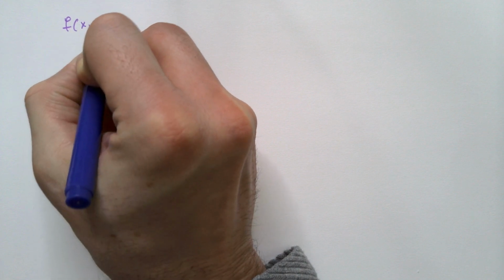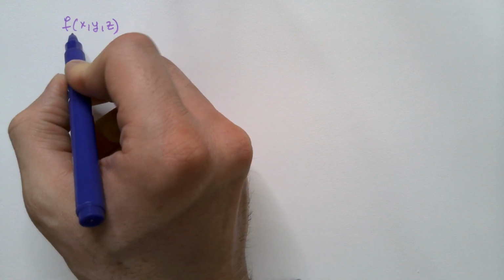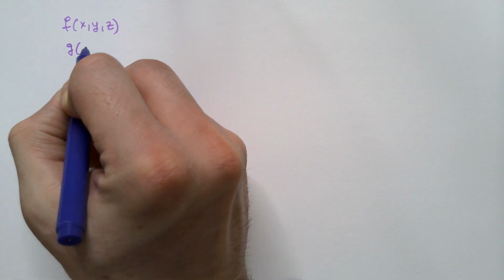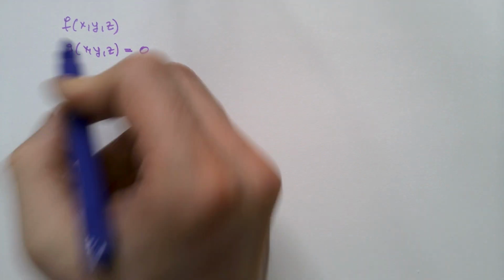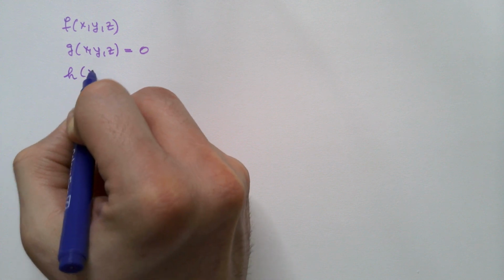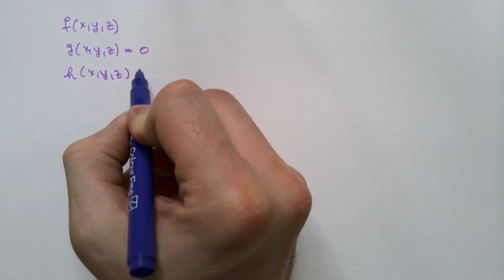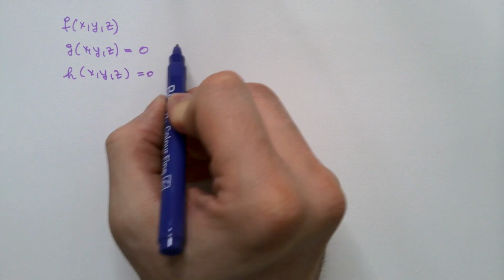Logical question at this point is, what happens if we have more than one constraint, if we have two or more constraints. So what happens if we have our objective function, let's say f of x, y, and z, let's say 3 variables, and we have first constraint g of x, y, and z equal 0, and the second constraint, let's say h of x, y, and z equal 0. So this is constraint 1, this is constraint 2.